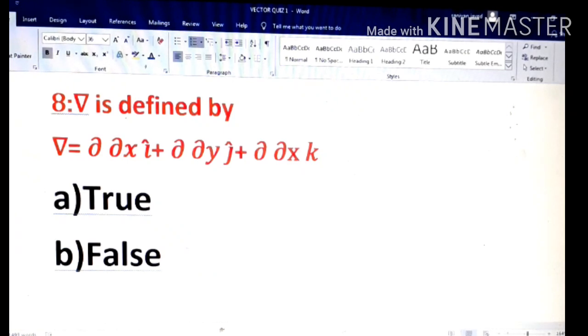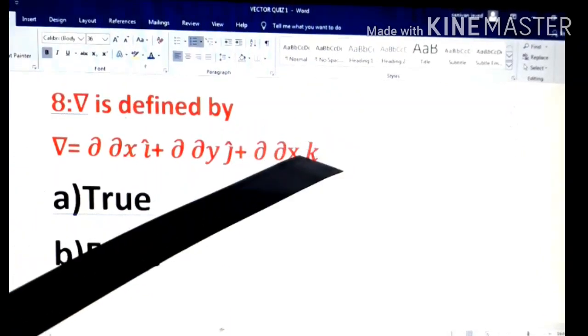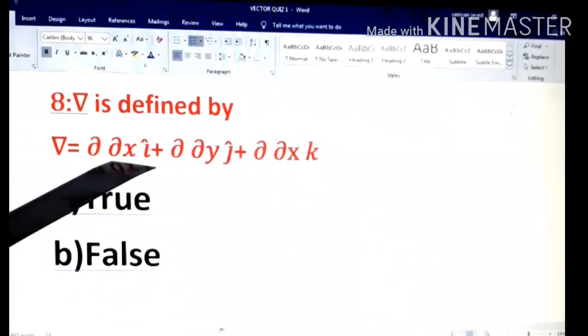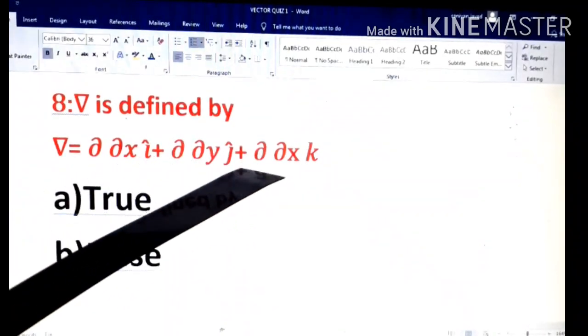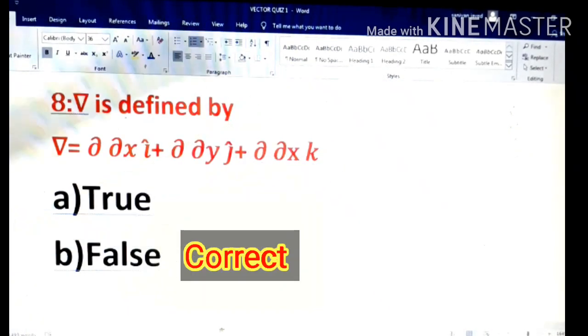Del is defined by, here you see that partial x is written, here is also partial x, here is partial y and here should be partial z. Therefore this is a false statement.